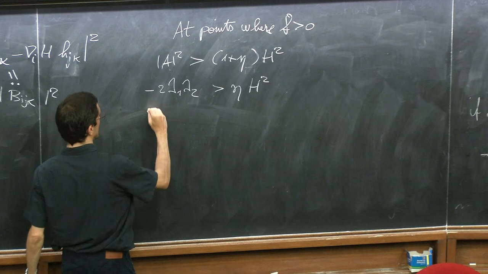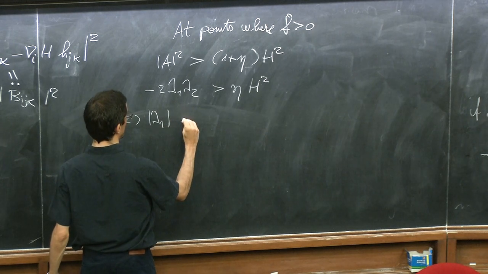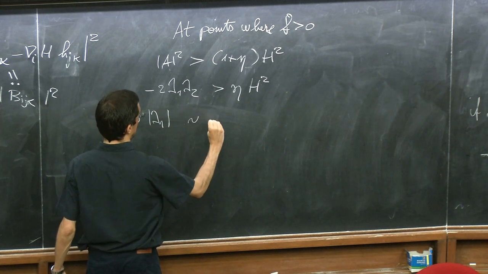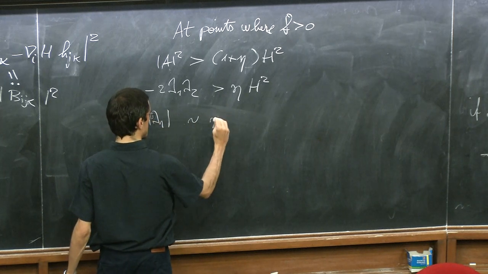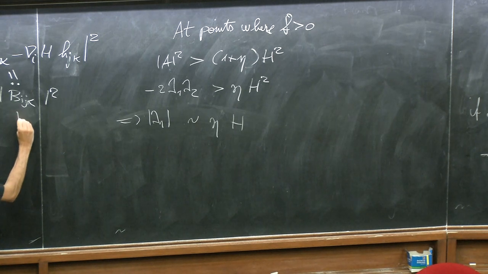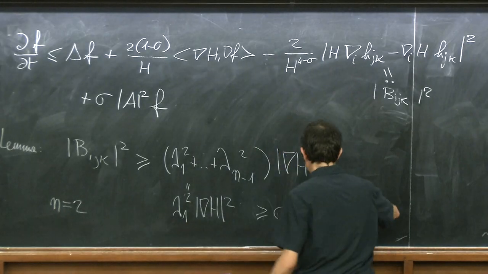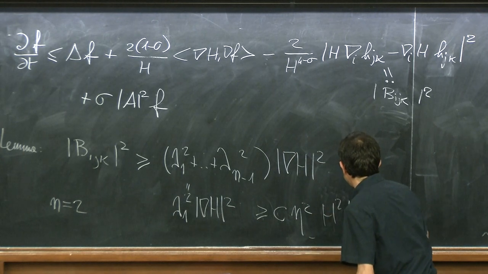This gives a lower bound. This implies that the modulus of lambda 1 can be used to prove something like this, one over eta. And then this implies that this term is greater than or equal to some constant times eta square times gradient h square.